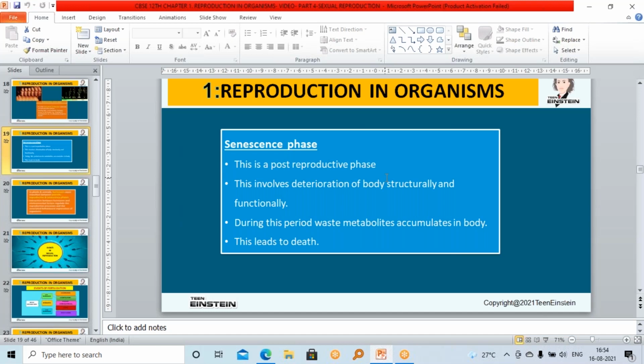Okay. This is not a sudden process, it is a slow, stepwise process. And during this period, waste metabolites accumulate in the body and this leads to death. Waste metabolic products, everything will accumulate in the body and that will lead to the death of the organism. So that is called the senescence stage.